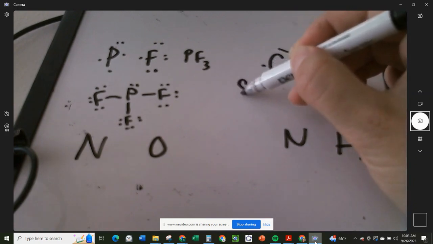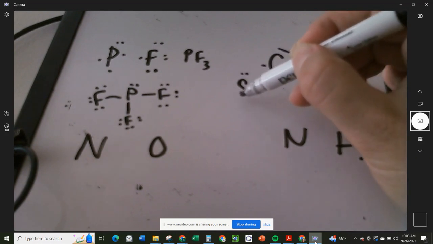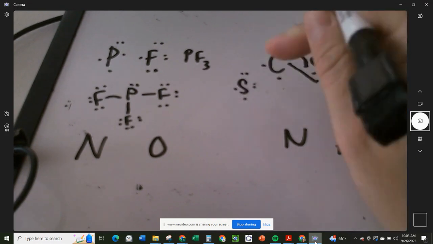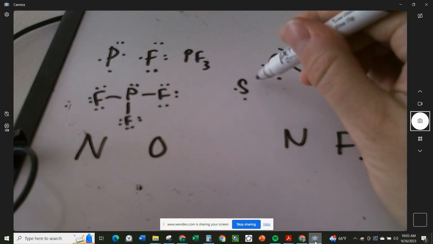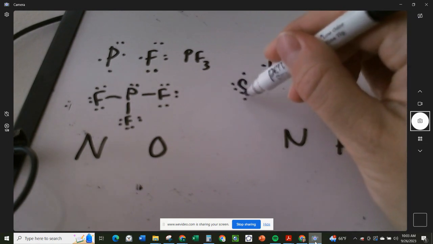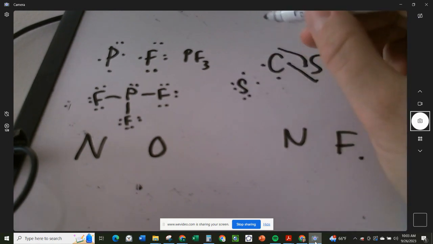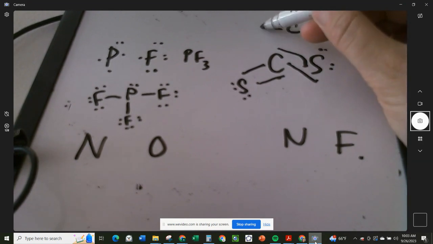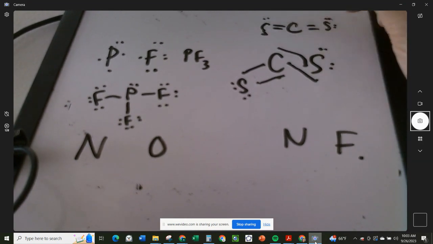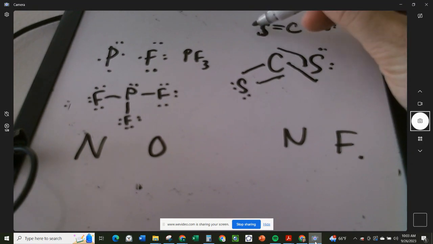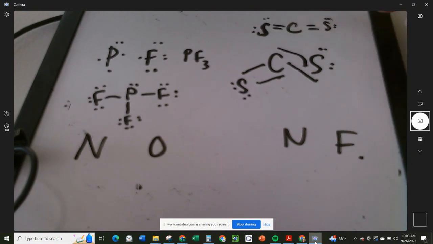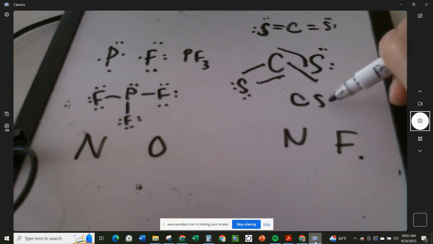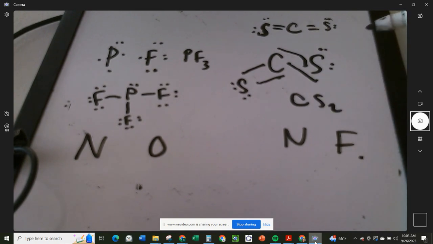Oh, if I add 1 more sulfur, maybe we'll put the lone electrons on the carbon side. So sulfur has 6 electrons now. So if we had carbon double bonded to sulfur, oh, that's a weird S. Then this would be our predicted compound, and we'd have CS2. That would be what we would predict.